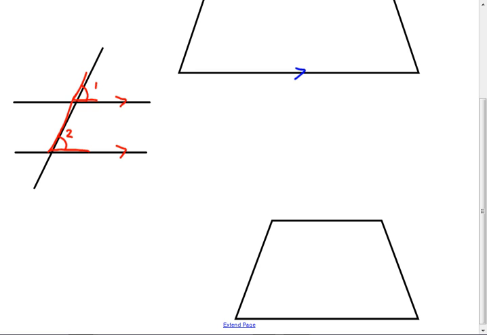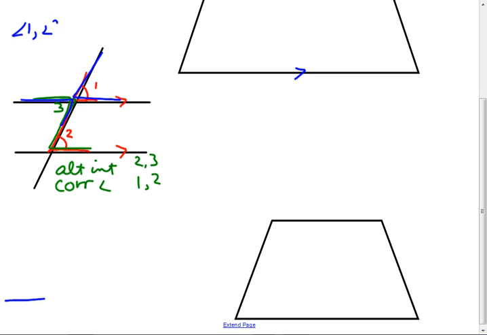Now, do you remember what these angles are called? These are alternate interior. That's right. 1 and 2 are corresponding. This is 1 and 2. This was 2 and 3. But what about these guys? They form V's. 1 and 3 are vertical. Good. So when I have parallel lines, either the two angles are equal or they add to 180.